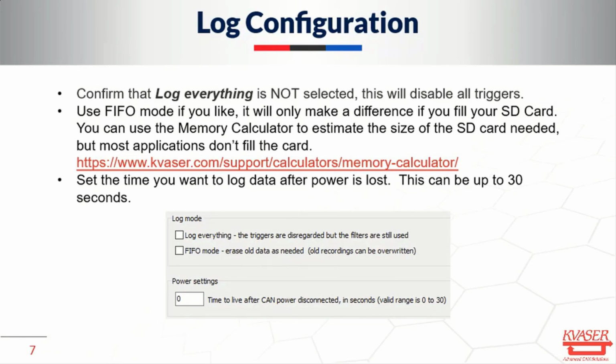This screen also allows you to set the time you want to log after power is lost, up to 30 seconds with an internal power source. So if you have a power down event or something that you need to confirm, validate, this is a way to do that for up to 30 seconds.